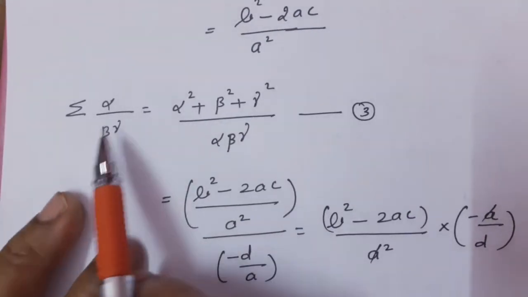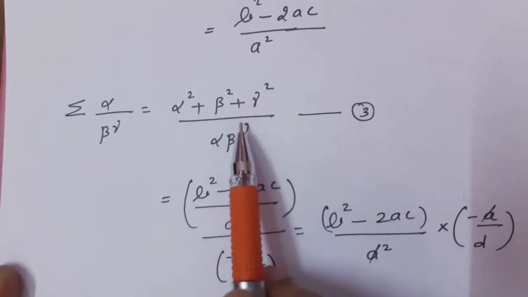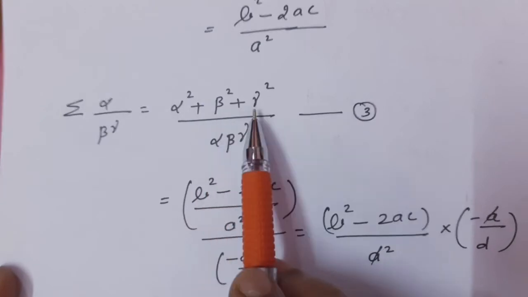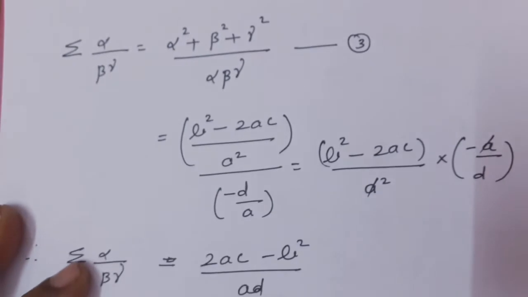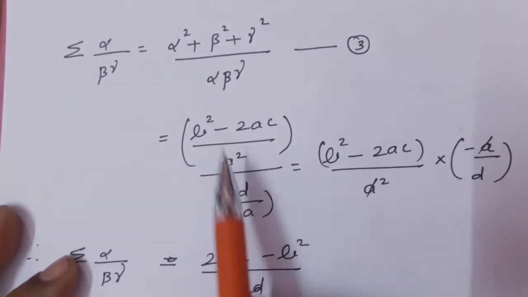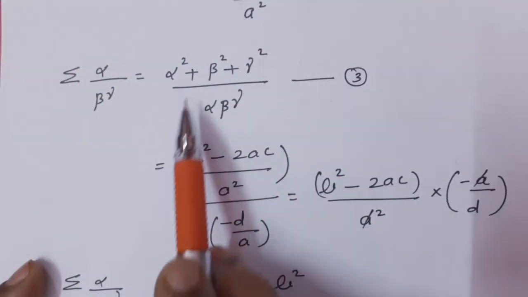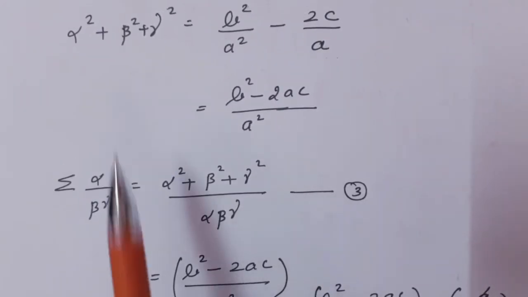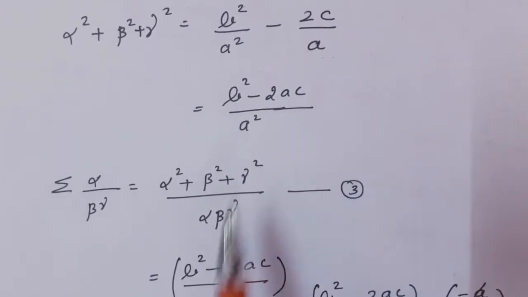Now what is the value you are going to find? Summation of alpha by beta gamma equal to alpha square plus beta square plus gamma square divided by alpha beta gamma. I rewrite the third equation one more time here. So substitute the values. Alpha square plus beta square plus gamma square is nothing but b square minus 2ac divided by a square. Alpha beta gamma is what? Minus d by a. Everything we found already.